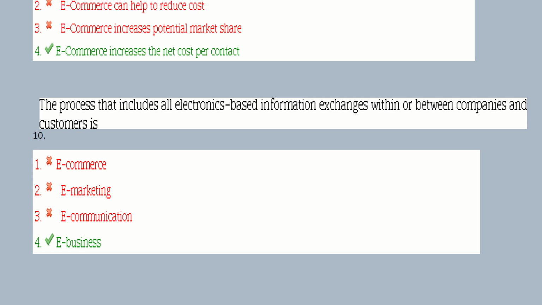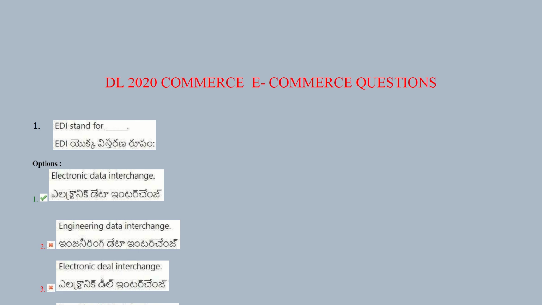Now here we need to understand what is the difference between e-commerce and e-business. Selling and buying of goods online is called e-commerce. We know that, but e-business is a process that includes all electronic based information exchanges within or between companies or customers. Electronic based information exchange within companies or between companies or customers. That is e-business.